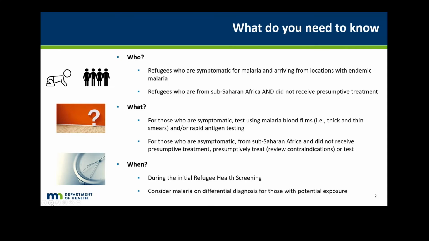For those who are symptomatic, test using a malaria blood film and/or a rapid antigen test. For those who are asymptomatic, come from countries in sub-Saharan Africa and did not receive presumptive treatment, presumptively treat or test them appropriately. Always be sure to review any treatment contraindications.